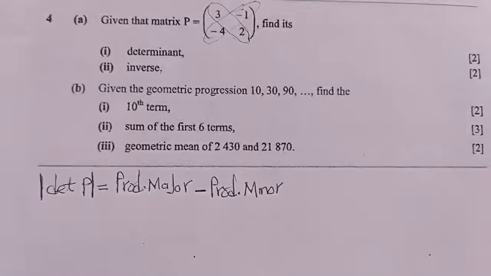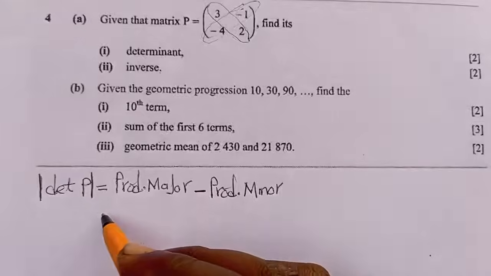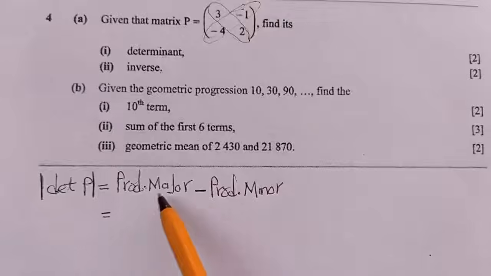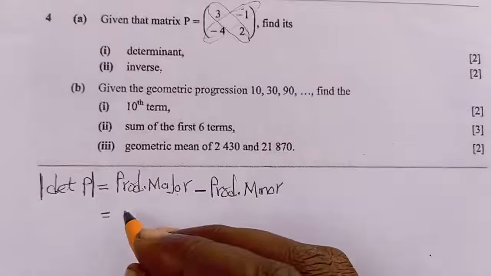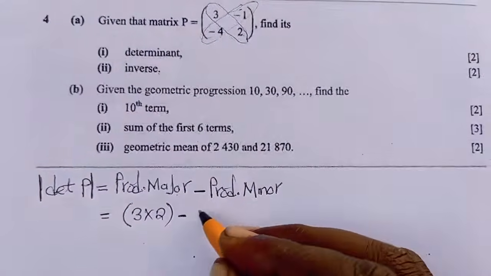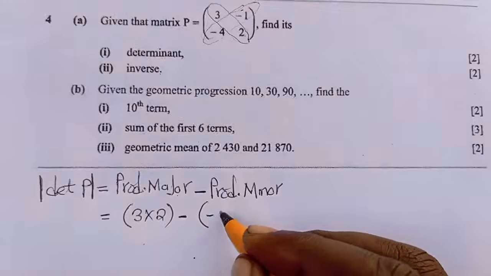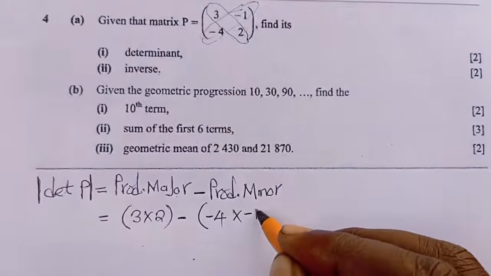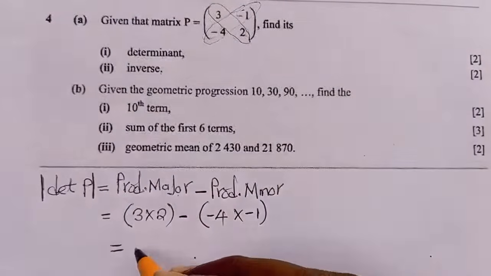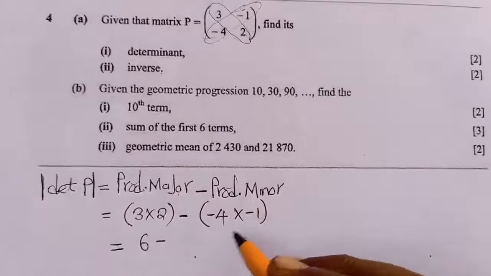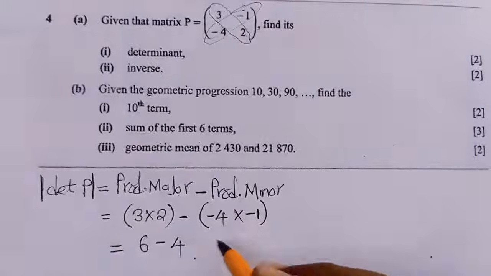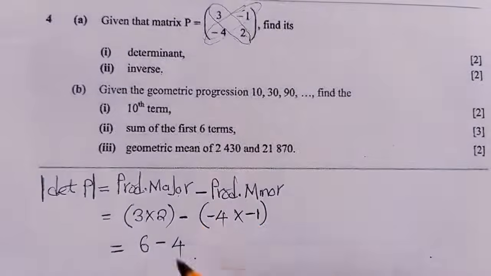Product is telling you that you need to multiply. So how do you find the determinant of that particular matrix? The product of the major diagonal. Major is this one. You are multiplying. You put them in brackets: 3 times 2. Those are the numbers in the major diagonal. In the minor diagonal, we've got negative 4 multiplied by negative 1. So 6 minus, this is negative 4. Negative 4 times negative 1 gives a positive 4. This is negative, so you put a negative there.